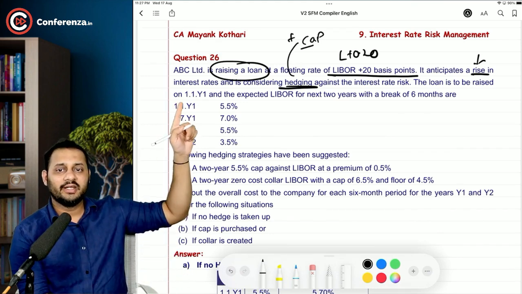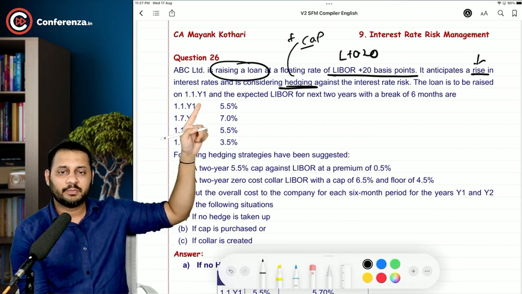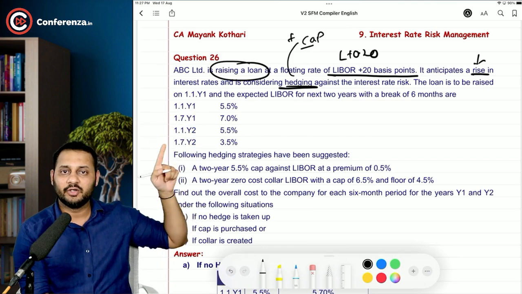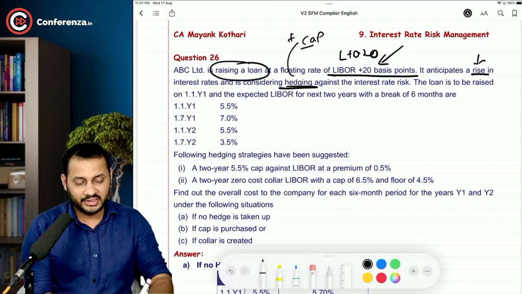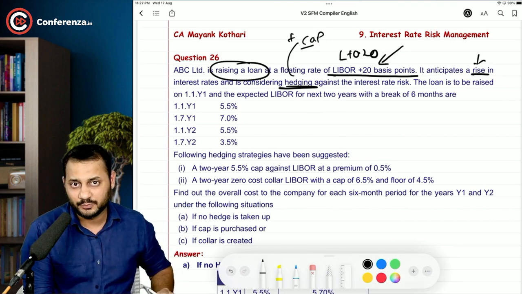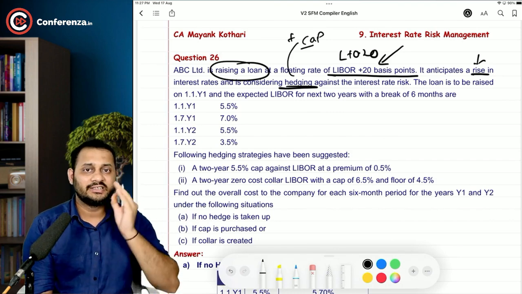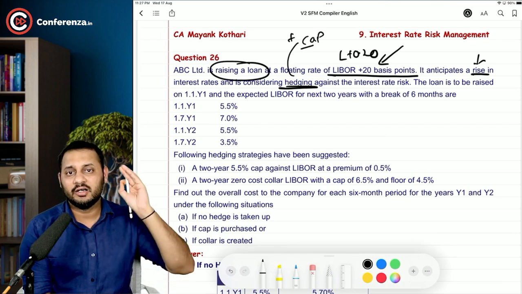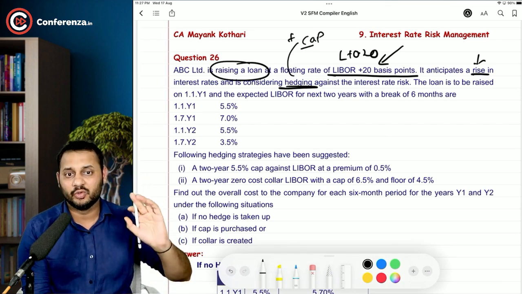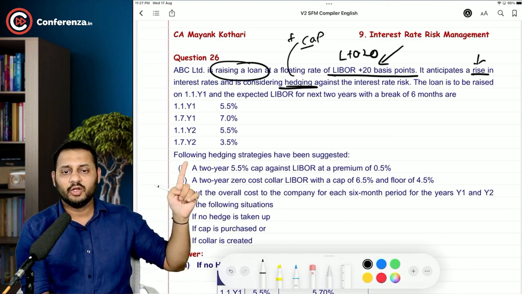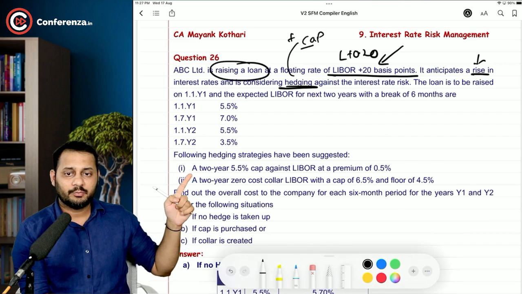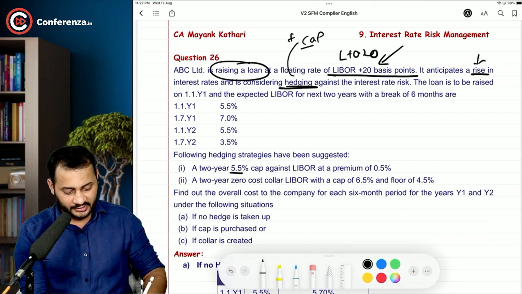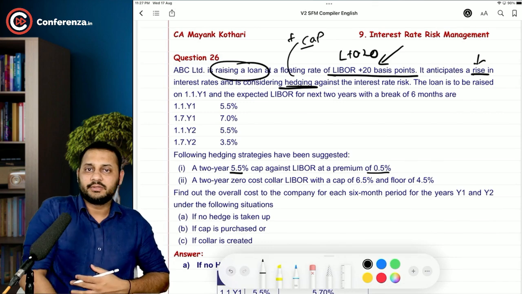The only greed in that is the premium amount. The loan is to be raised on 1 year 1 and expected LIBOR for next 2 year with a break of 6 months are given to you. These are the LIBOR, and please ensure that the protection or the hedging cannot be done against the 20 basis point which is fixed. Hedging is done against only variable part which is unknown, that is LIBOR. Following hedging strategies have been suggested. First thing, a 2-year cap option 5.5% against a premium of 0.5%.